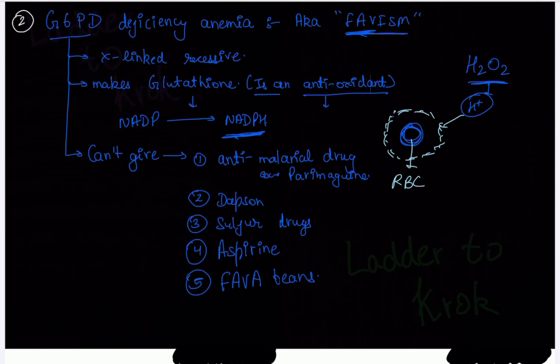They have a deficiency of G6PD, because of which there is a deficiency of glutathione, and glutathione is an antioxidant that helps in the formation of NADPH. This NADPH helps protect your RBCs from the action of free radicals. So we can't give those patients medicines like anti-malarial drugs, primaquine, dapsone, sulfur drugs, aspirin, and fava beans. I'm not sure about chloroquine, but I'm sure about primaquine.